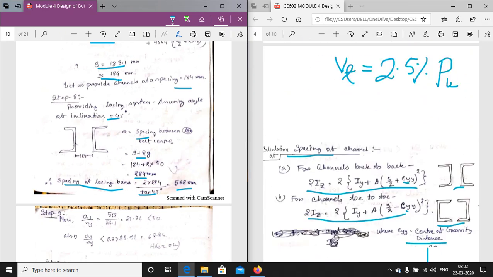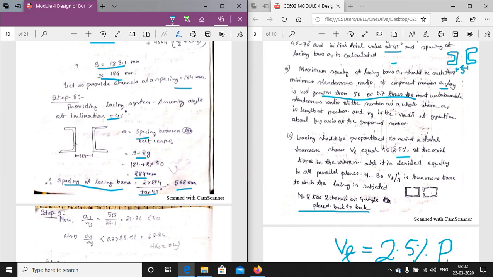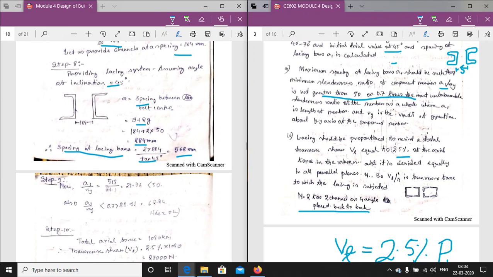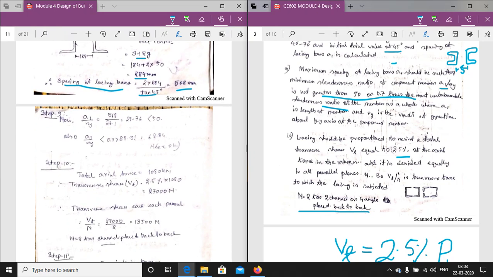Now, as per the code recommendation, the spacing of the lacing bar should not be greater than 50 or 0.7 times the most unfavorable slenderness ratio of the member. So the spacing of the lacing bar is equal to 568. This should be less than 50 or 0.7 times the most unfavorable slenderness ratio, so it should be less than A1 by ry.